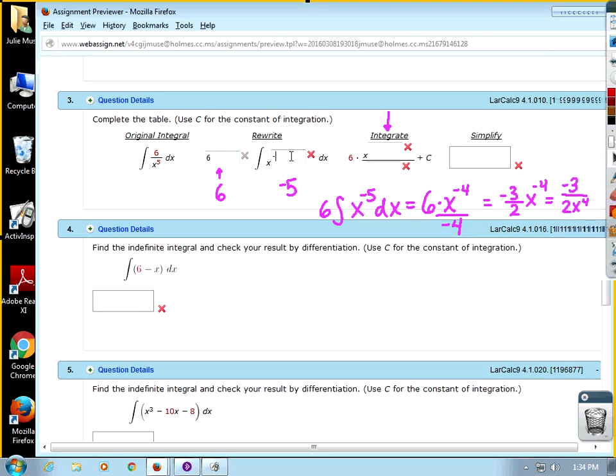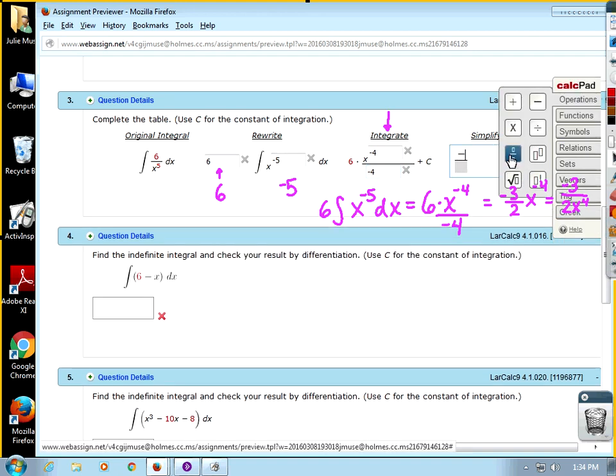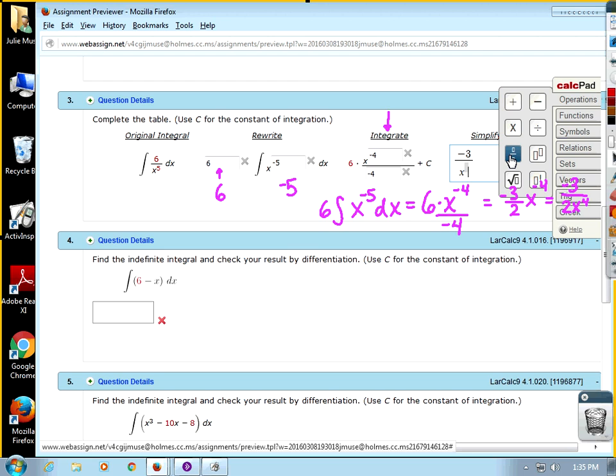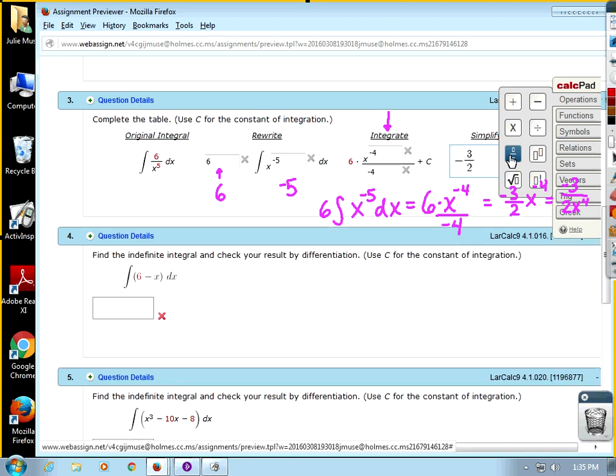All right, so the first box is 6, and then it's to the -5, and then this is 6x to the -4 divided by -4, and then cleaned up we have -3 over 2x to the -4. Oops, sorry, on the bottom it'll be a positive. I just want to see if they will let us put in the negative exponent. They should.